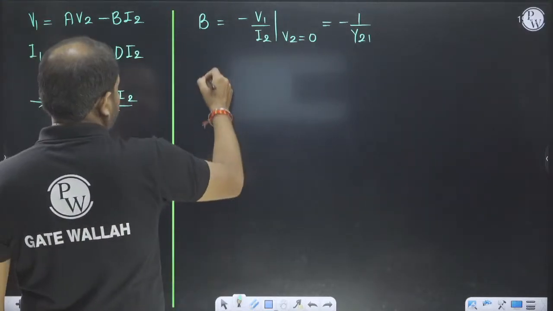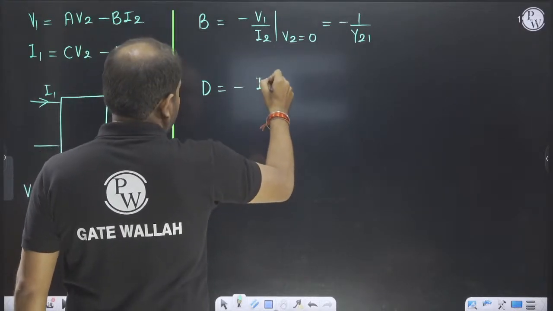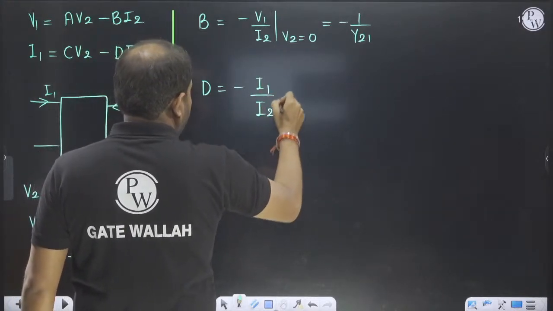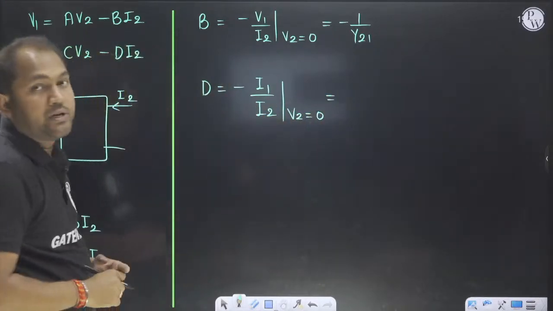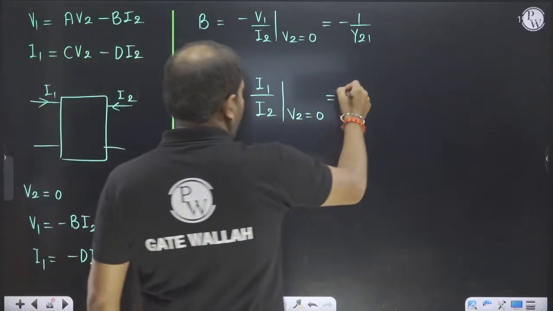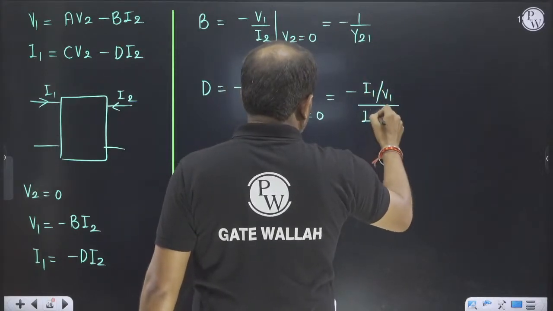Then we have D. D is equal to minus I1 upon I2, with V2 equal to 0. I will think according to the Y parameter, so I1 upon V1 and I2 upon V1.